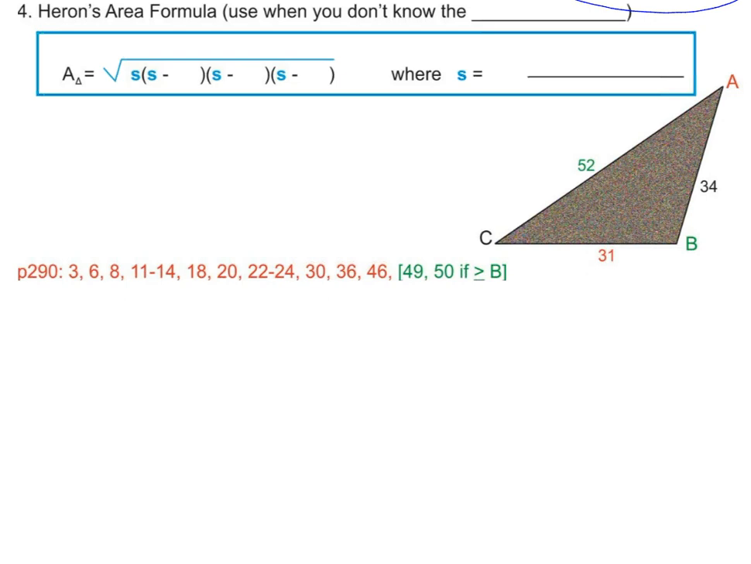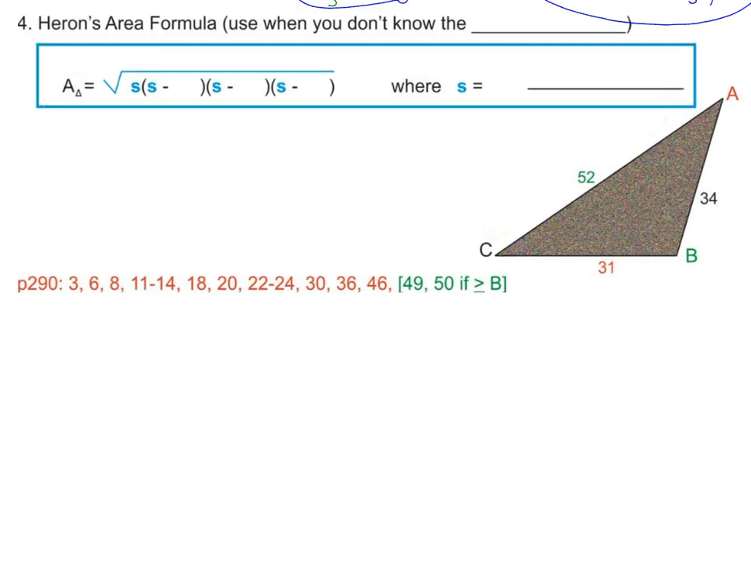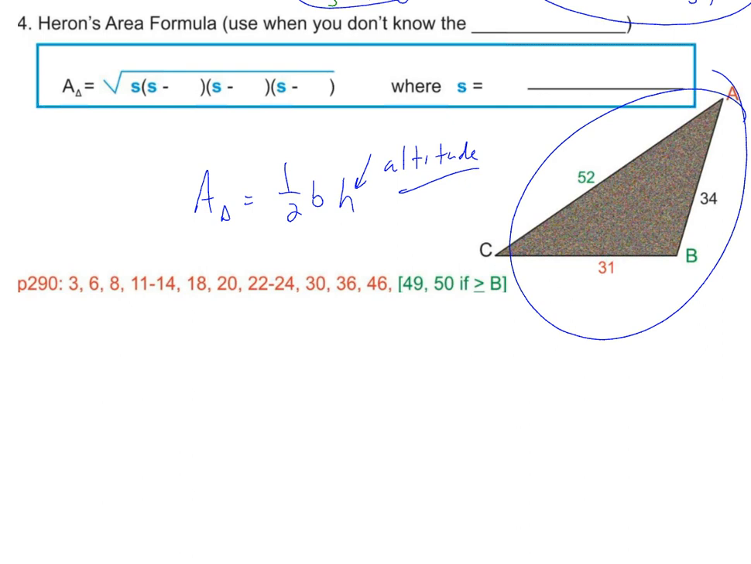Heron's area formula. If you're trying to find the area of a triangle, hopefully you're thinking of the base formula. Don't write this. Area of a triangle equals 1/2 base times height, and the height is commonly called the altitude. We have no earthly idea what the height of this triangle is. If I don't know the height, I can't use this formula.